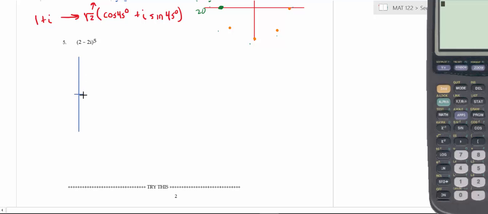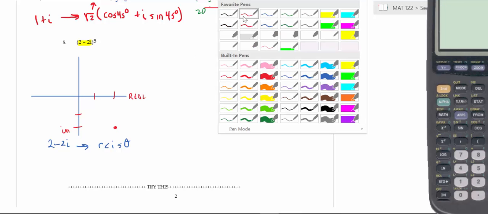We're going to convert this complex number, which is in the a plus bi form, to the trigonometric form. So we're going to work at 2 minus 2i, and we're going to have to convert that to the r cis theta form. All right, so again, when we're plotting this complex number, you're going to go over 2 on the real axis, and then you're going to go down 2 on the imaginary axis. So you're going to put a dot there, okay?